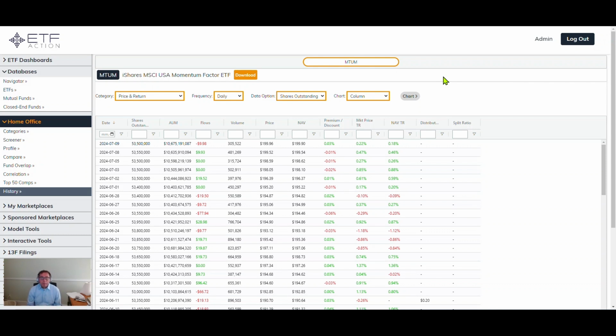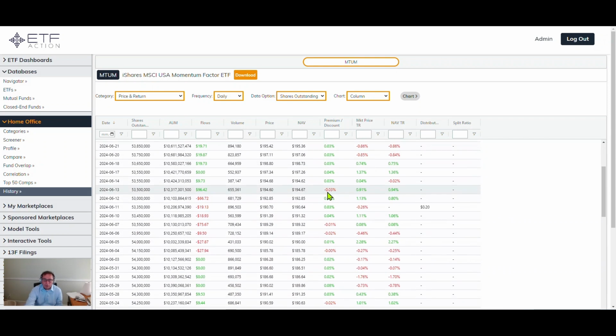When you first load up the page, what you're going to notice is it starts with the price and return page that I'm looking at. It's going to provide historical since inception, shares outstanding, AUM, daily flows data, volume data, price, NAV, premium and discount versus price NAV, your market price return, your NAV return, and then any distributions that were paid and any splits that were done since the history of the product.